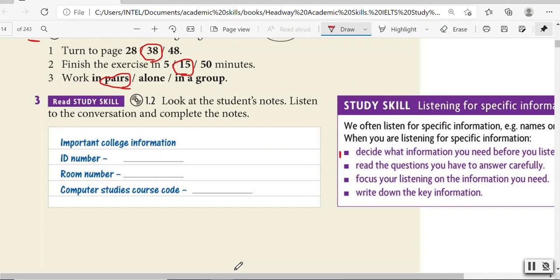I'm doing computer studies. You need to go to room F24. Sorry, did you say F24? Yes, it's F24. Thank you. There's just one more thing. Can you tell me the computer studies course code, please? Yes, it's Infotech 304. Can you spell it for me? INFOTECH304. Thanks.